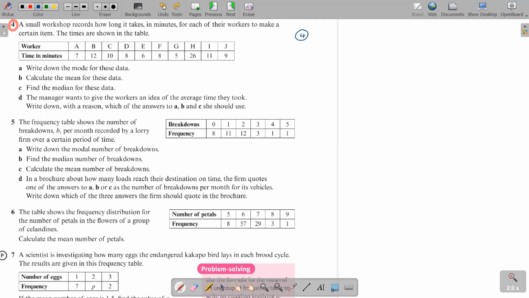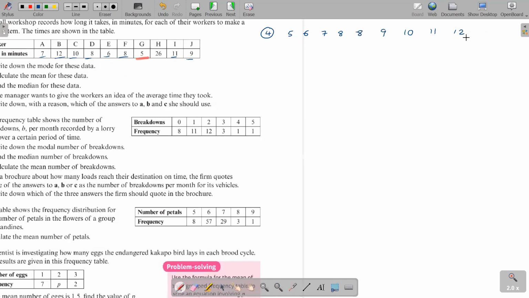So what is the arrangement? Smallest value 5. Then 6, 7, 8 is twice. Then we have 9, 10, 11, 12, and 26. So when you're writing the number pattern itself, now you know this is the time taken by each worker to finish the task.